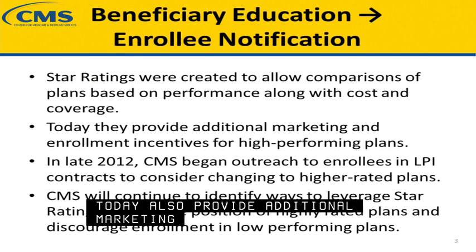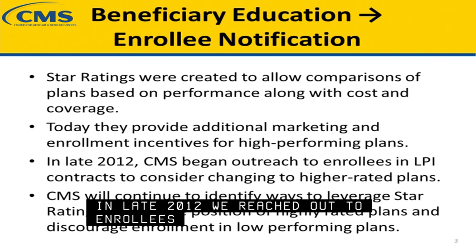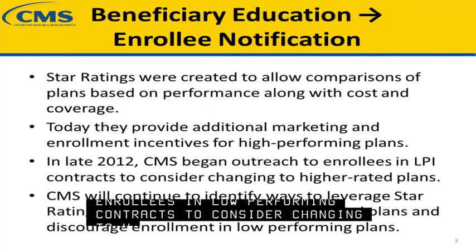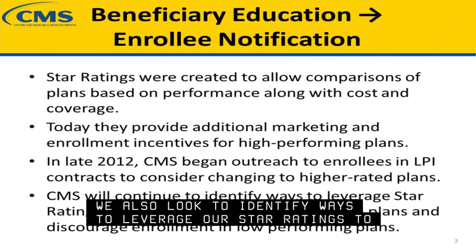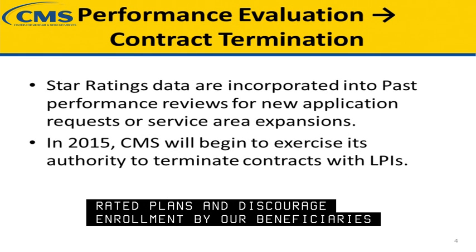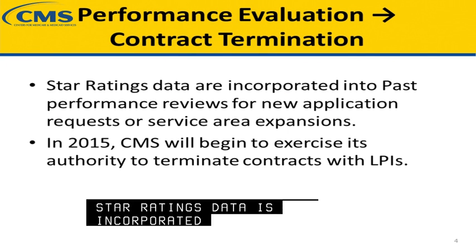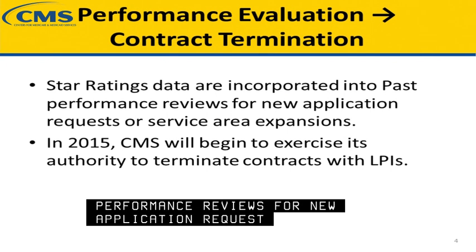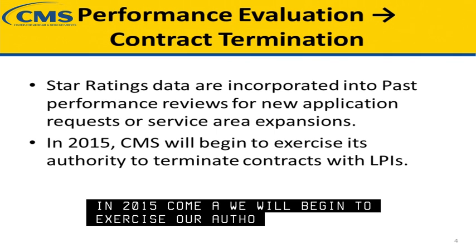In late 2012, we reached out to enrollees in low-performing ICON contracts to consider changing to higher-rated plans. We also looked to identify ways to leverage our star ratings to improve the position of highly rated plans and discourage enrollment by our beneficiaries in low-performing plans. Star ratings data are also incorporated into past performance reviews for new application requests or service area expansions. In 2015, we will begin to exercise our authority to terminate contracts with low-performing ICON plans, and these plans have already been warned of potential termination.